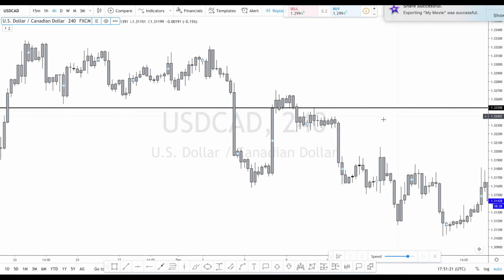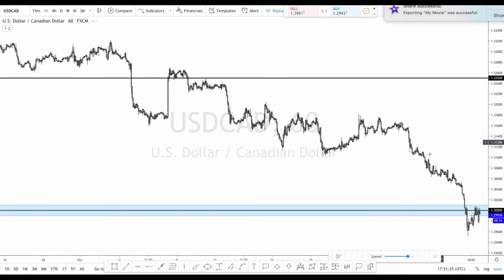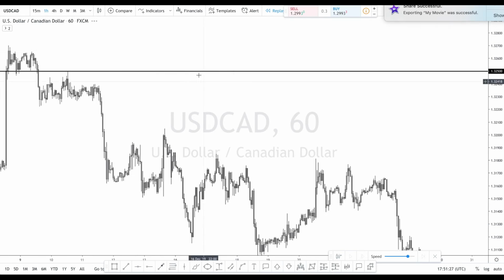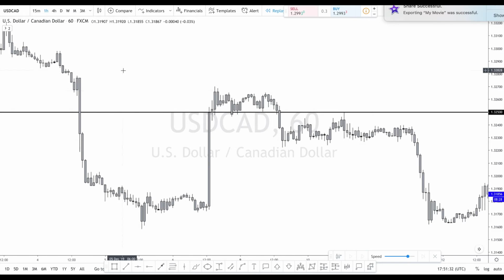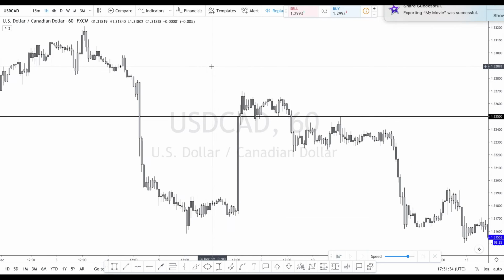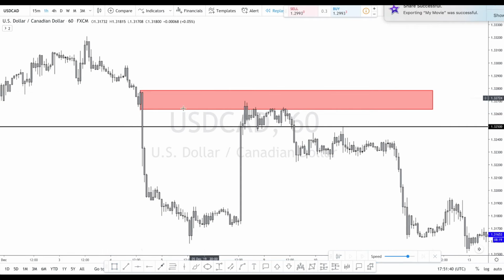I think there was one here on US dollar CAD, if I remember correctly. I'm just going through memory of the ones I've pointed out to you. So for example here, even on the hour chart, this for me is a supply zone. I'll explain why. Right here in this candle, you see you've got that pause. It's all about that pause and how big the move away was.